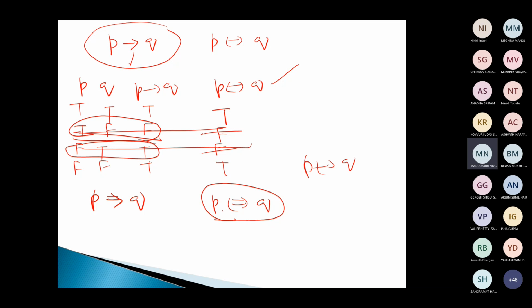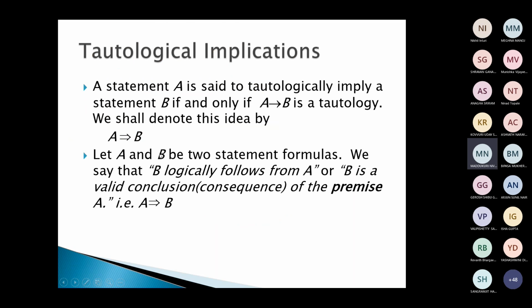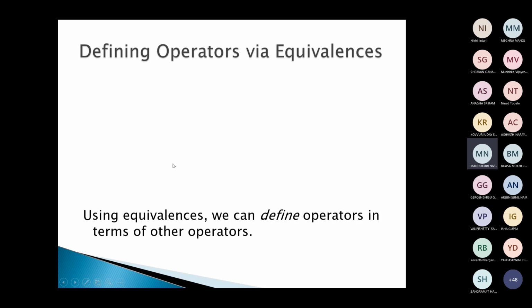That means P is equivalent to Q. That is, when P is true, Q should be true, and when Q is true, P should be true. Okay, is it clear? Got it? Yes, I got it, ma'am. Okay, got it. That's what I told you about tautology, implication and all.